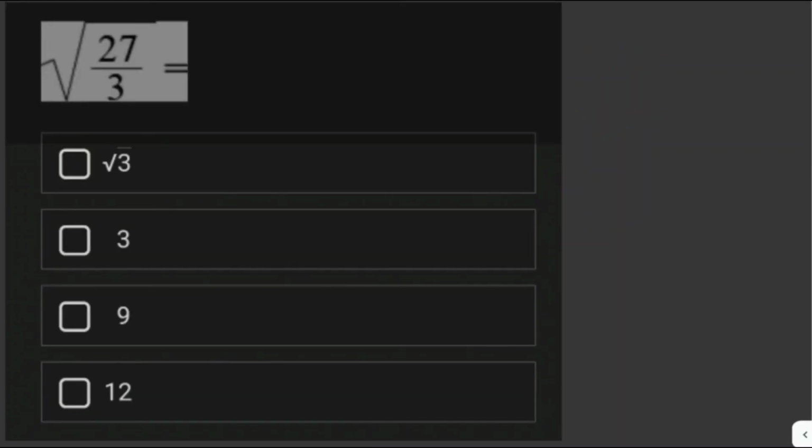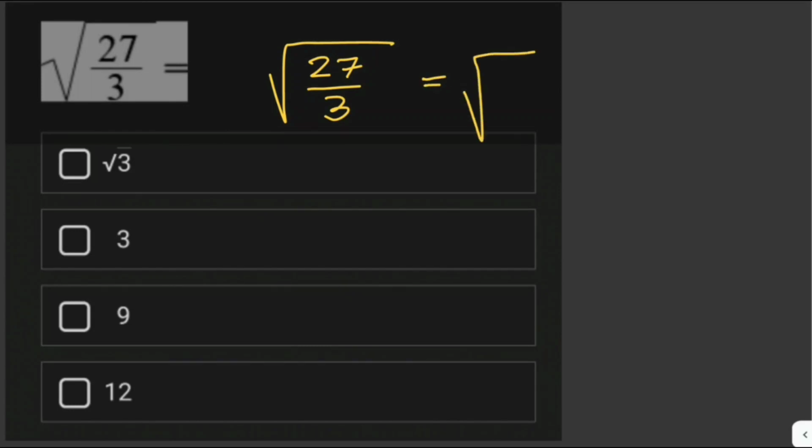Okay, let's solve another one here. Square root of 27 over 3. So 27 is divisible by 3, so we can just simply directly divide 27 by 3. So that would be square root of 9, and square root of 9 is just equal to 3. So this is our answer here.